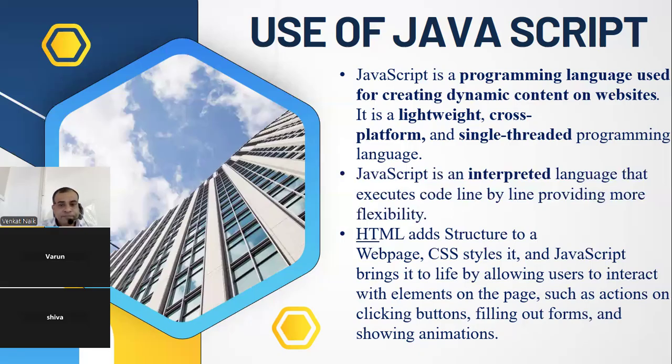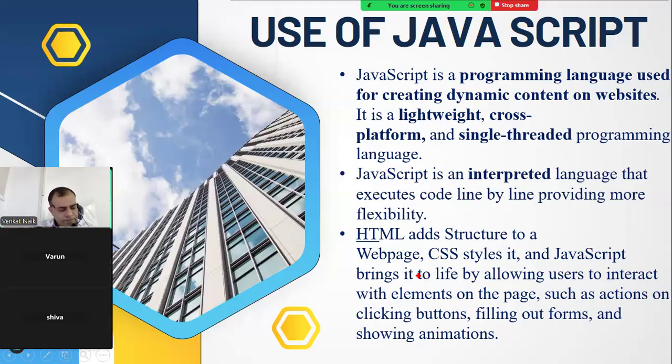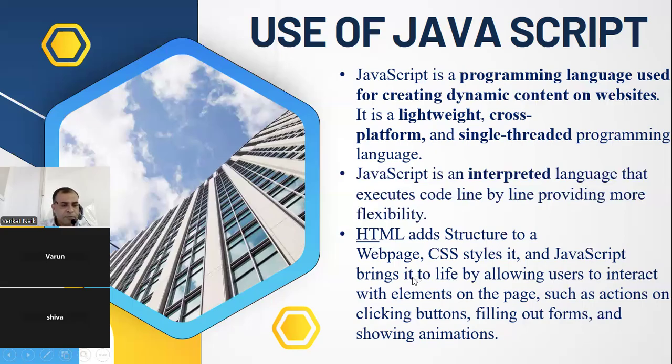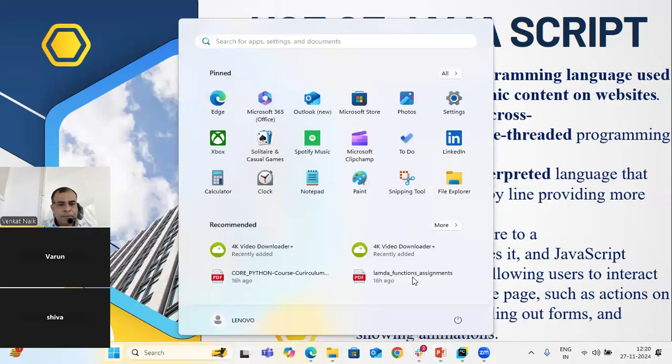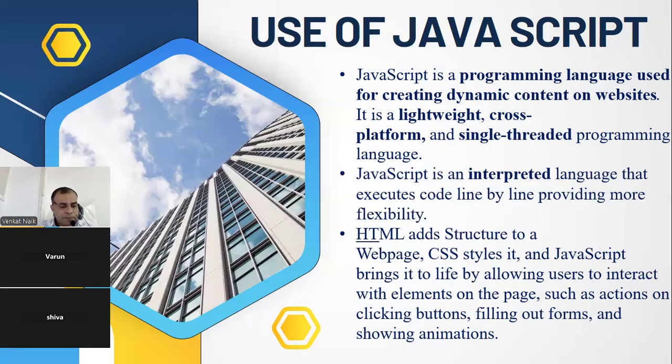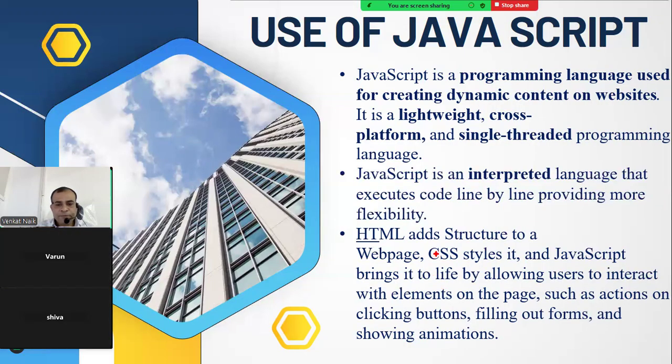We have seen that. And what is the purpose of JavaScript here? The purpose is that it allows users to interact with the elements of the page. What are the elements of the page? The page might consist of tables, images, hyperlinks, all the widgets under the graphical user interface, right? So all of them will be there.